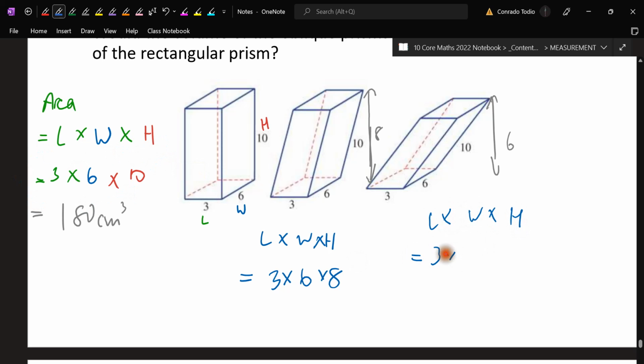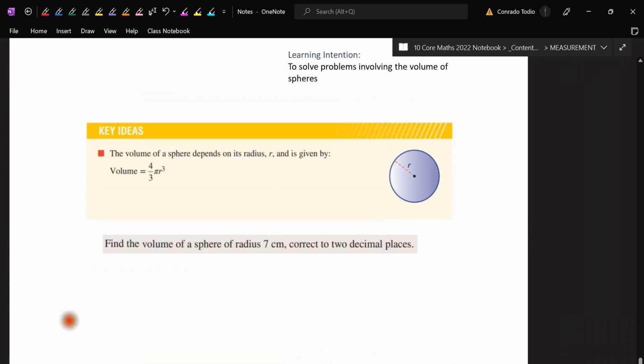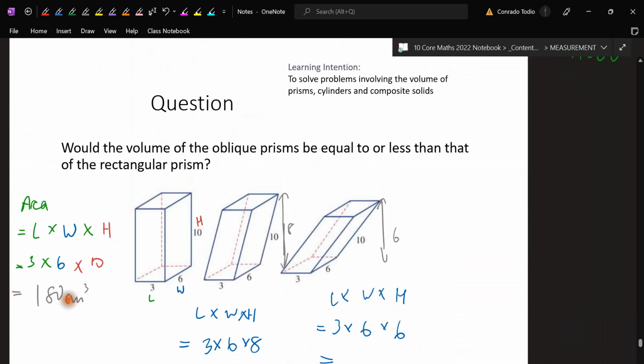Okay, it'll be 3 by 6 by 6. Okay, it'll be different in terms of volume. All right, what are we up to? Let's do some of these examples here.